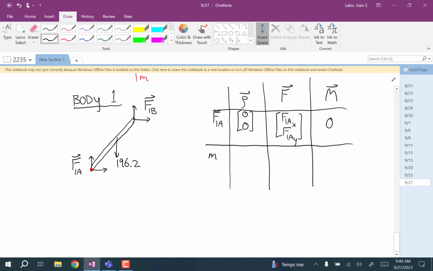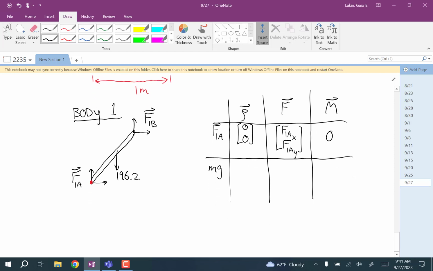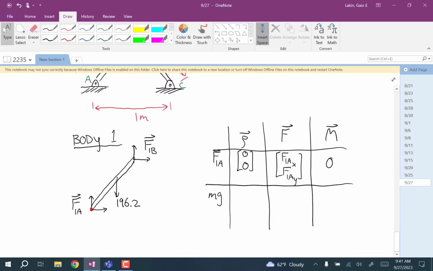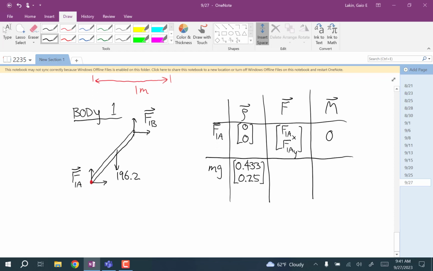Then we'll go to the weight force. Since this is an equilateral triangle, that angle is 60 degrees. So the row vector, if you went all the way to F1B, would be 1 times cosine and sine of 60. This is halfway, so that's 0.5 times cosine and sine of 60. So that is 0.433, 0.25. And the weight force is 0, negative 196.2.